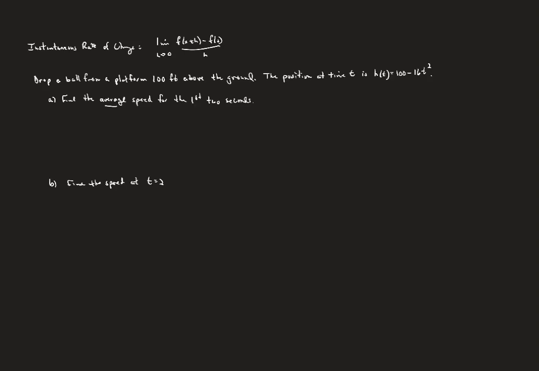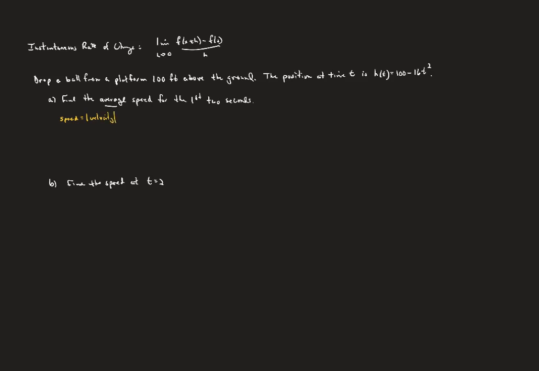So here's our question. If we drop a ball from a platform 100 feet above the ground, the position at time t is given by h of t equals 100 minus 16t squared. So our first question is find the average speed for the first 2 seconds. Now, it's been a while, but remember, speed is equal to the absolute value of the velocity.